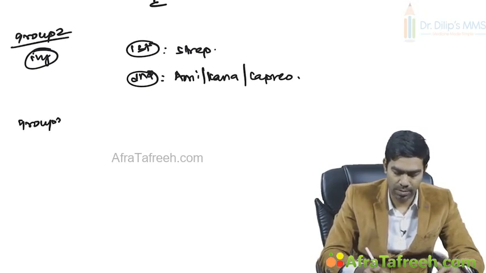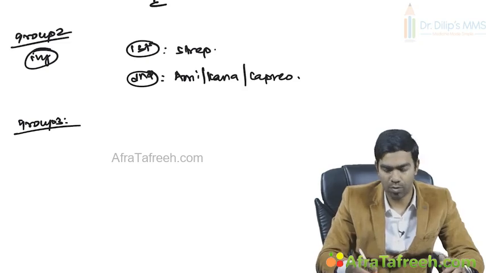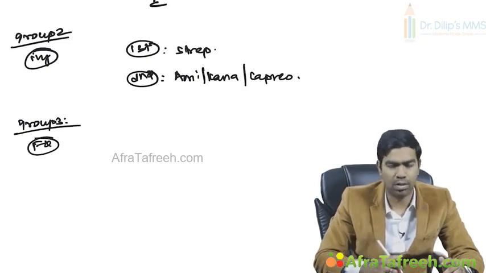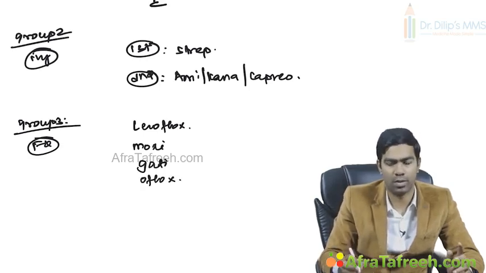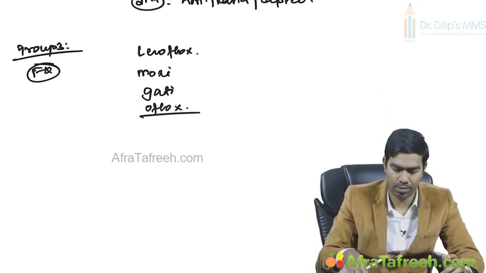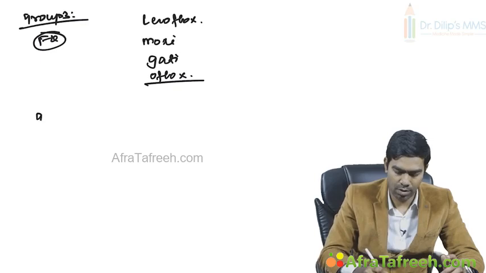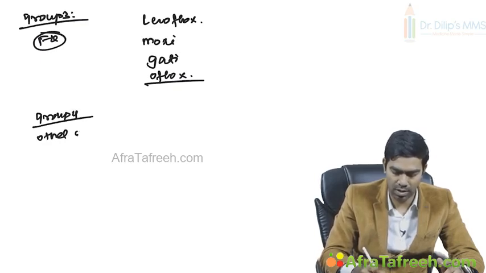Group 3 comes under fluoroquinolones. They put fluoroquinolones under group 3, where they've included levofloxacin, moxifloxacin, gatifloxacin and ofloxacin. But ofloxacin has been removed in the current guidelines. We don't have any use of ofloxacin anymore. Then we have group 4 agents, which are nothing but other oral bacteriostatic agents.